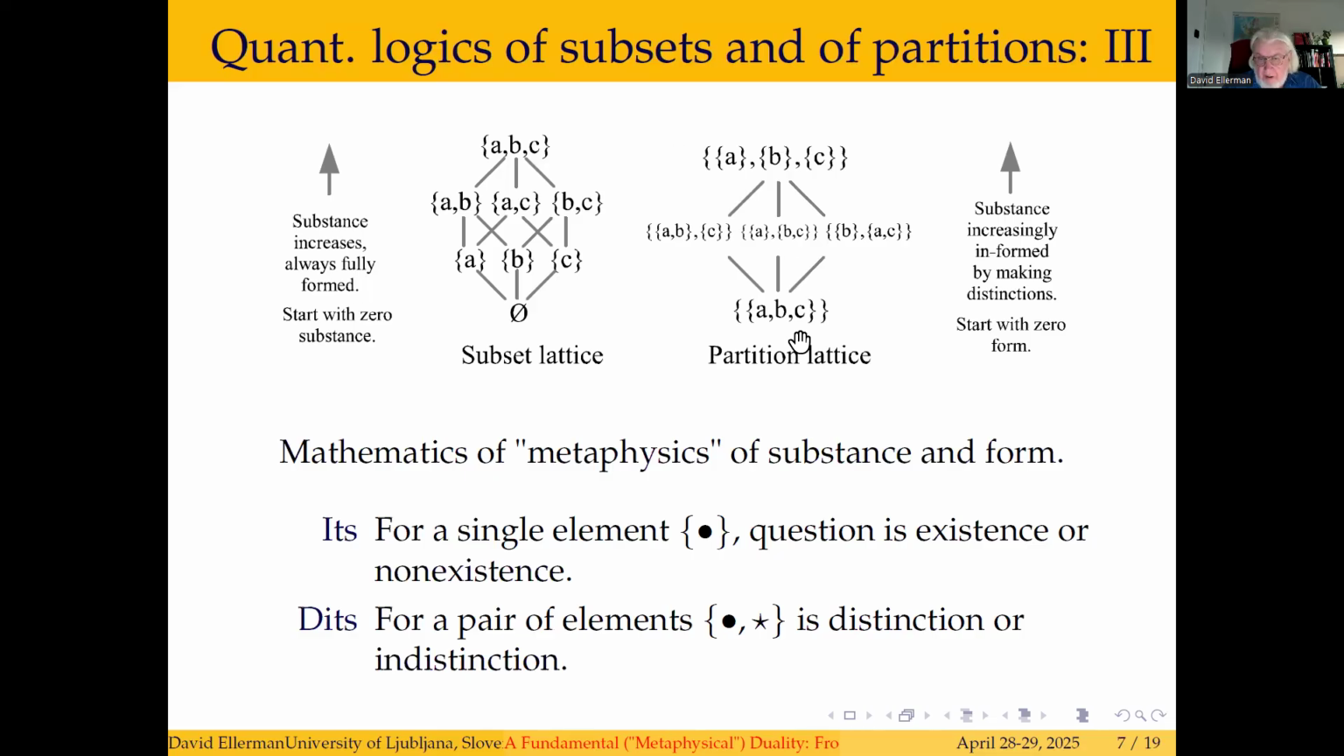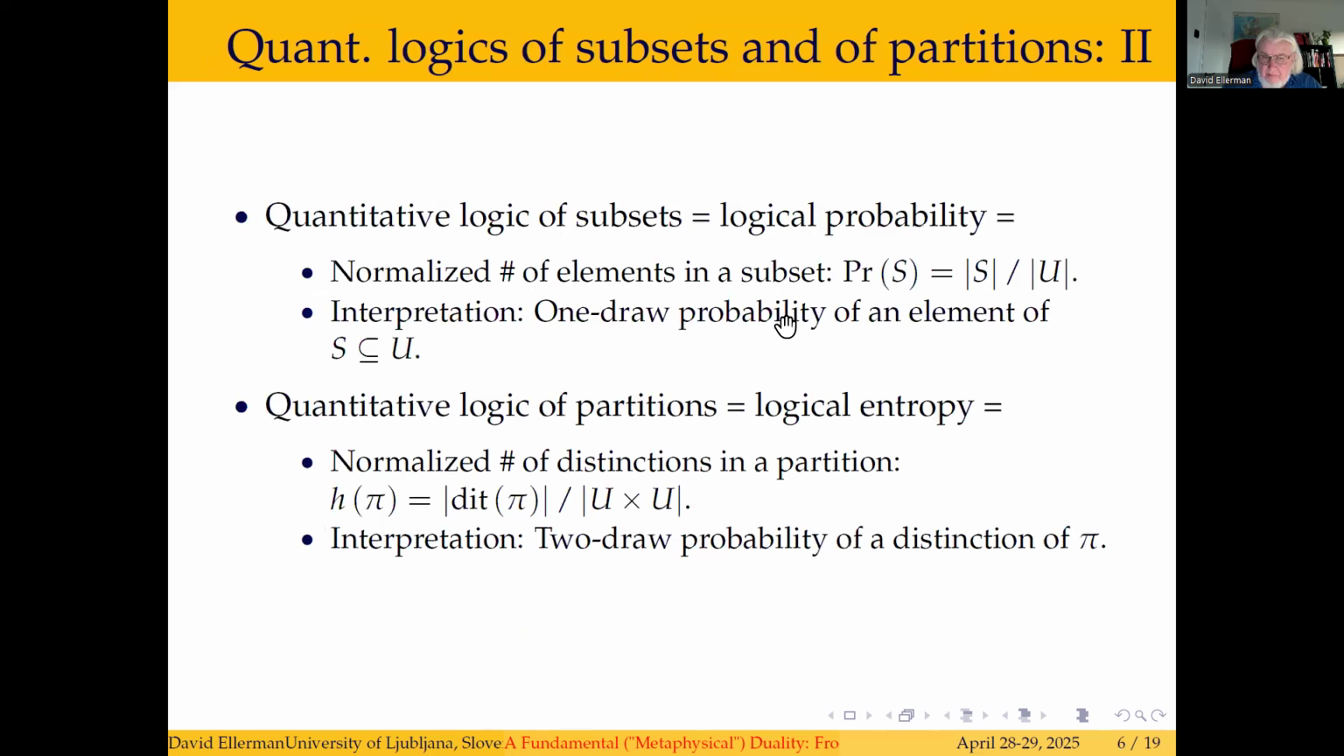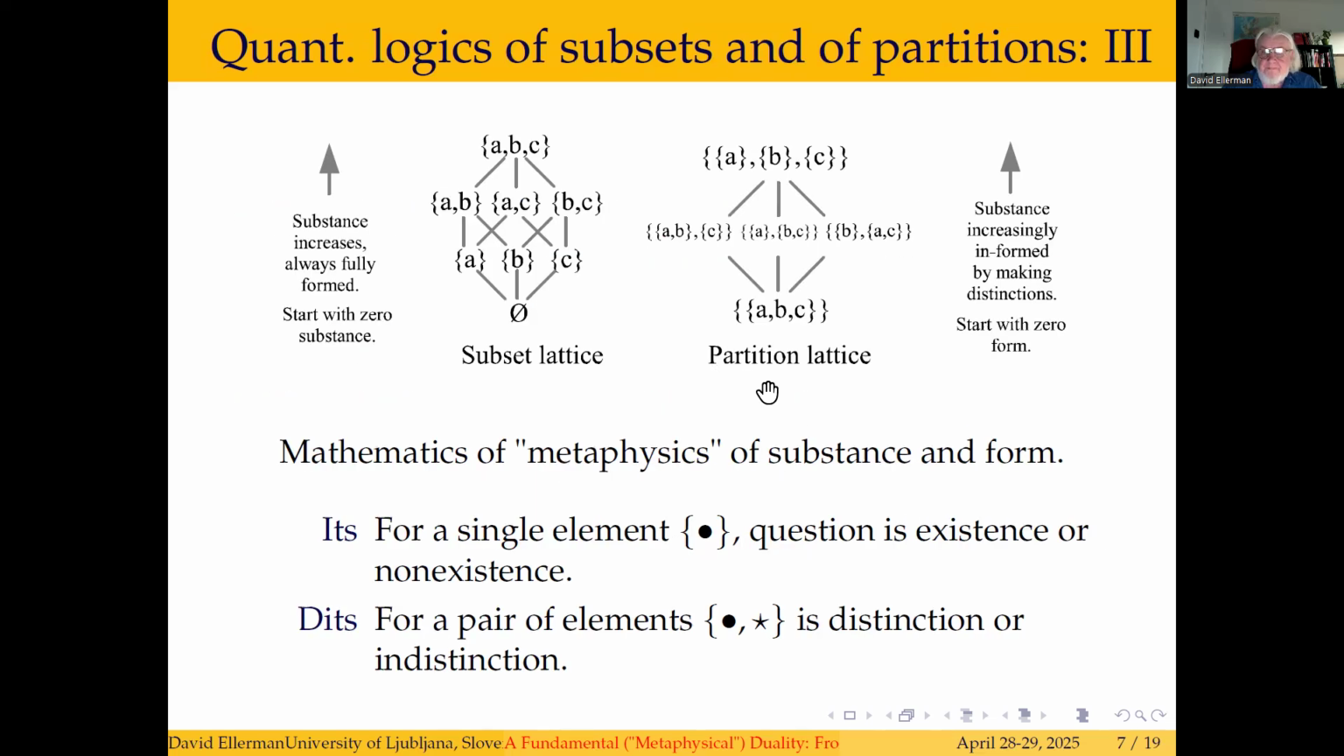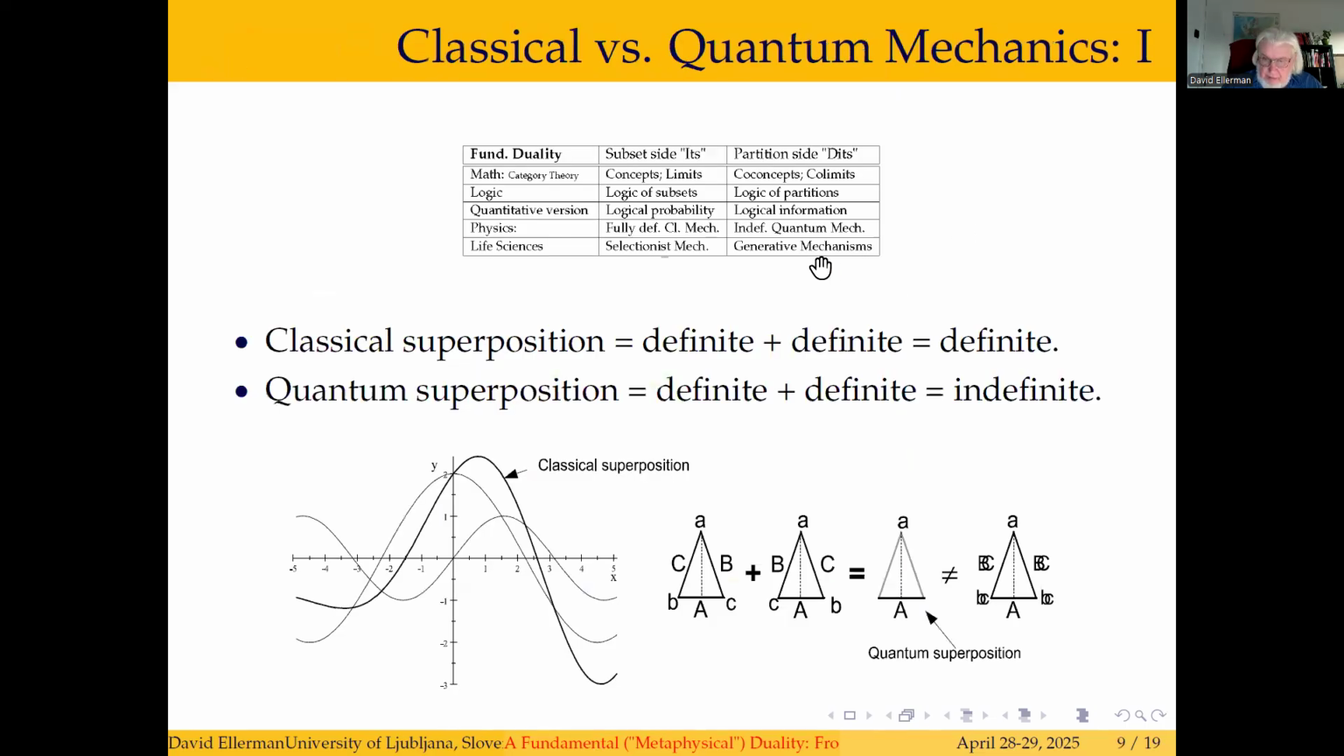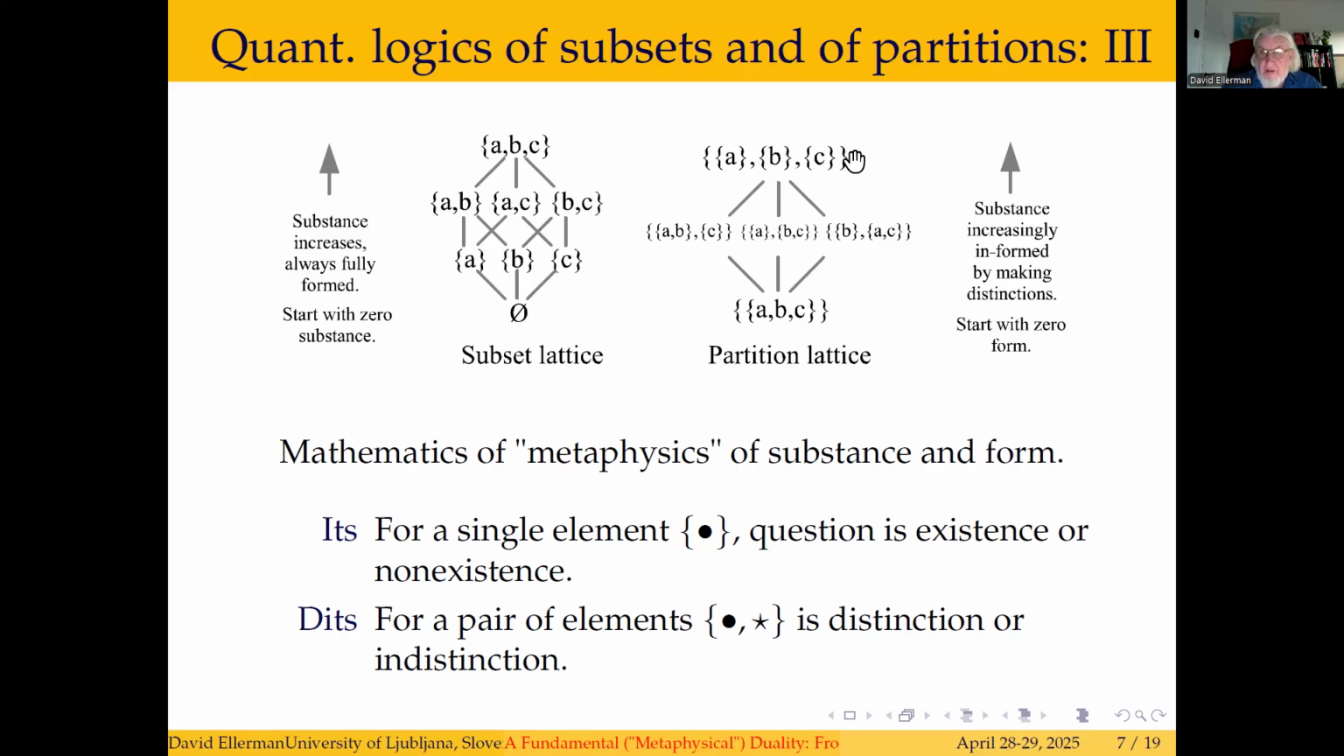You get the dual thing over here in the partition lattice. You start off with all the substance at the bottom, but no form. It's not informed by any distinctions. Remember, the information here is distinctions. So you start with all the substance, but no form, and then you inform it by making distinctions. So information is defined as distinctions in logical entropy, until you get to the top, which is the discrete partition where everything is distinguished. All the distinctions that can be made have been made, so every block is just a singleton.